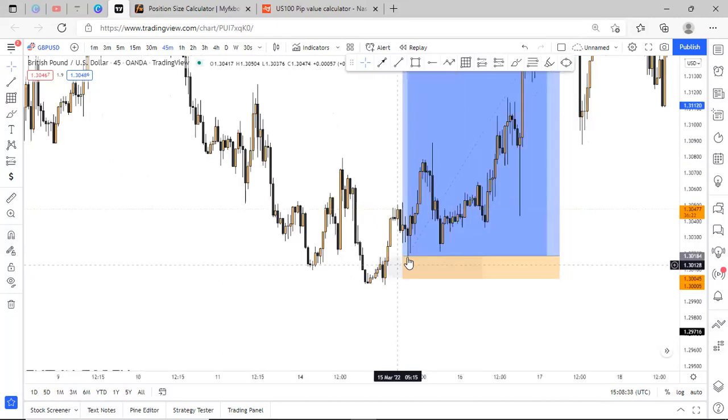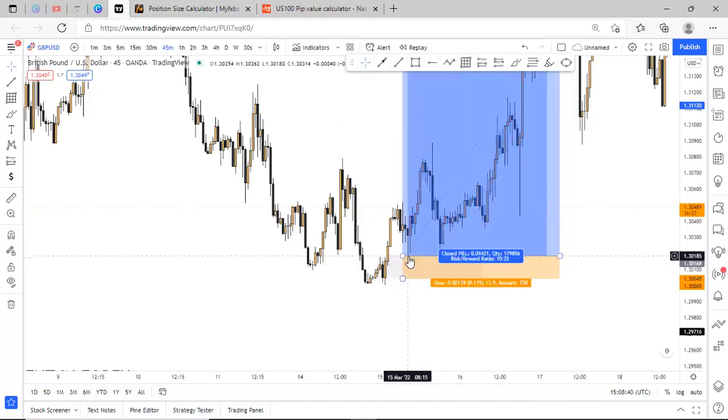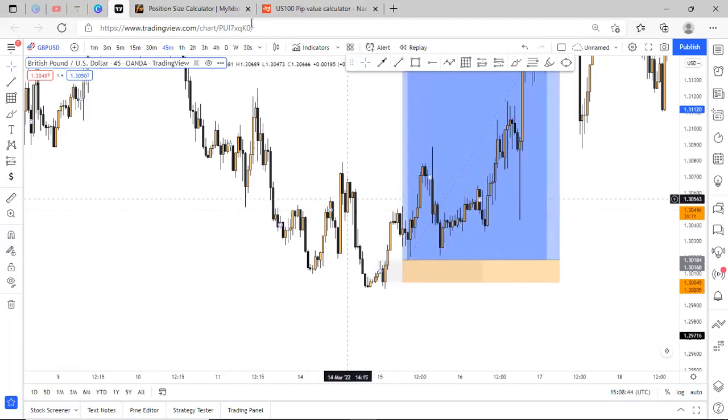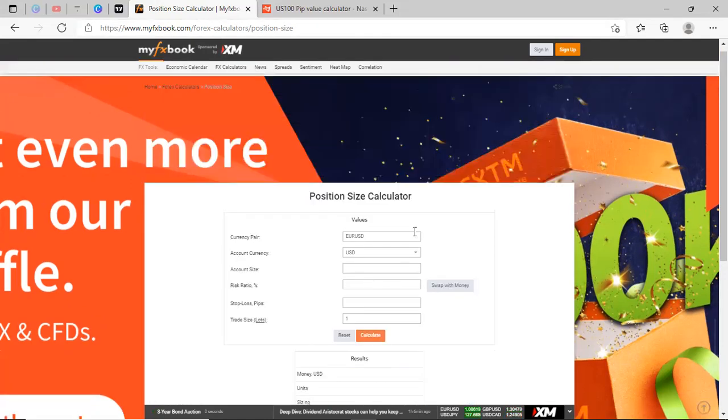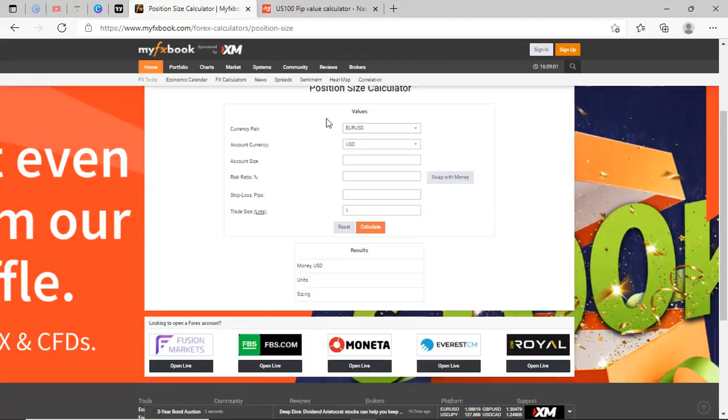I don't know what lot size to use for my buy limit or market execution. All I need to do is go to MyFXBook. Just go on Google and type "position size calculator MyFXBook". Okay, so this page will be displayed for you.